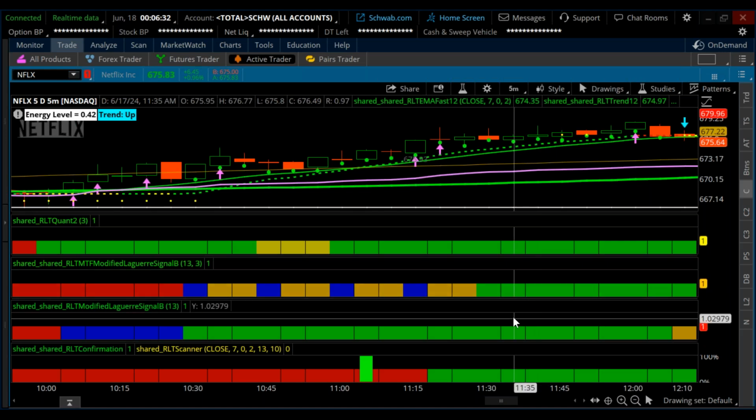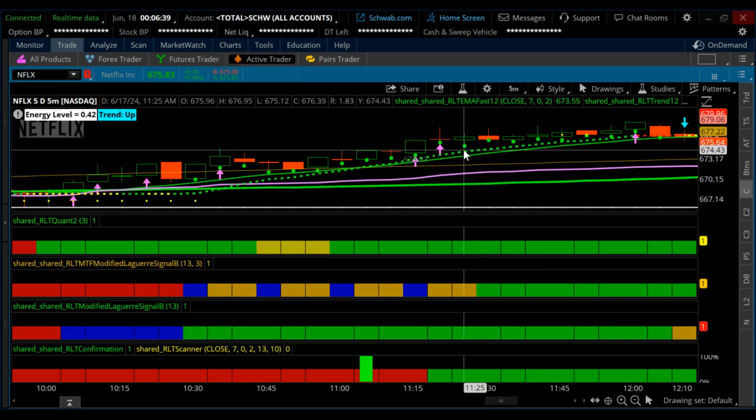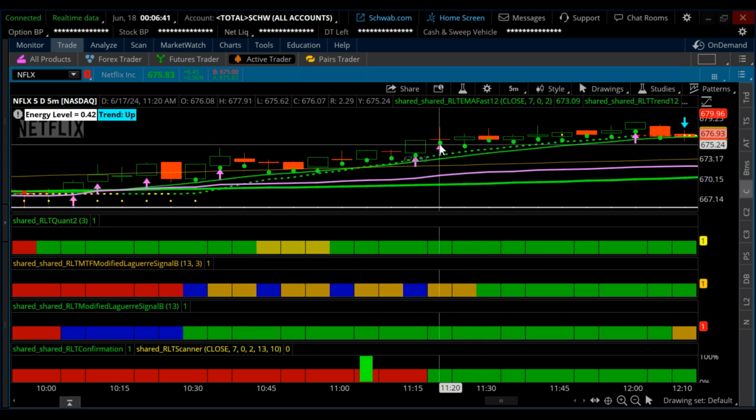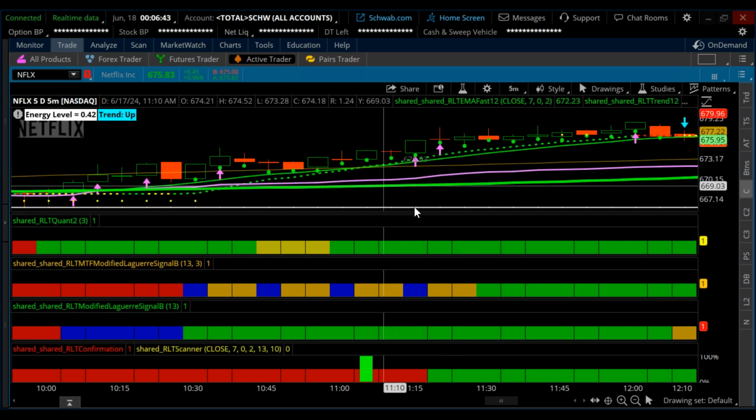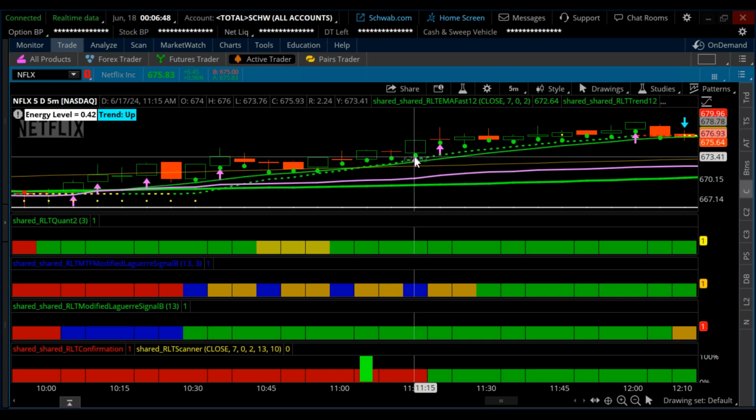All right, now, as we move along to about 11:30, now we've got green across the board. Everything is green here. So this says Netflix is looking pretty good. And we're above the VWAP and we're above the pivot point. This is a good place to take an entry. And now we're getting some pop out of the box symbols.